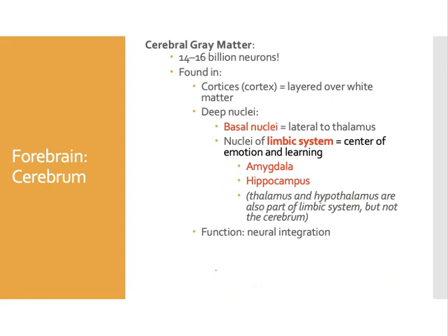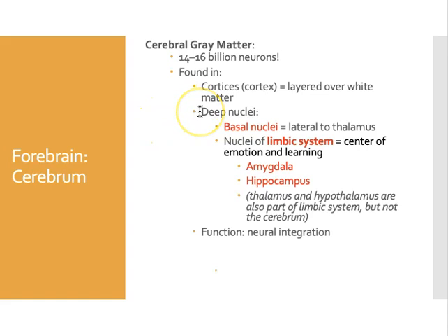It's estimated that the gray matter of the cerebrum contains somewhere between 14 and 16 billion neurons in a healthy adult. Those neuron cell bodies are located in the cortices, or the two individual cortex regions of each hemisphere. Remember, in the brain, that gray matter, those cortices, are layered on top of the white matter.